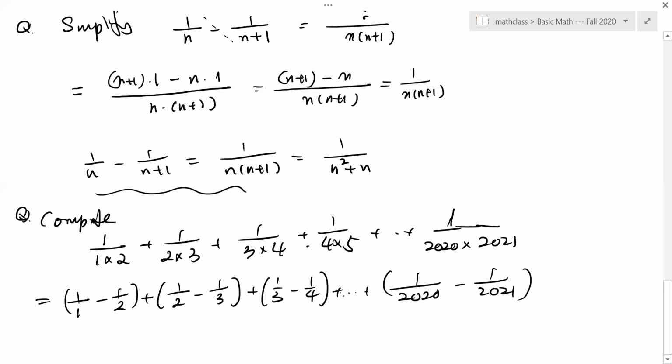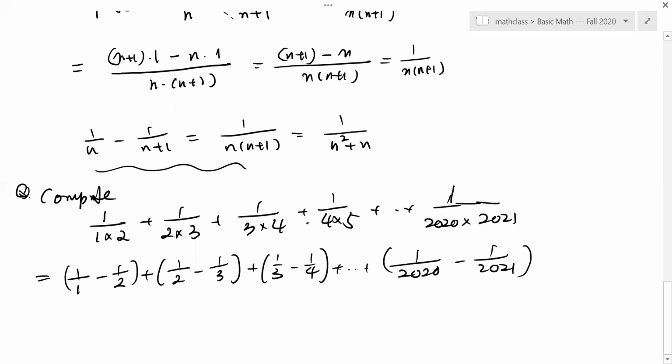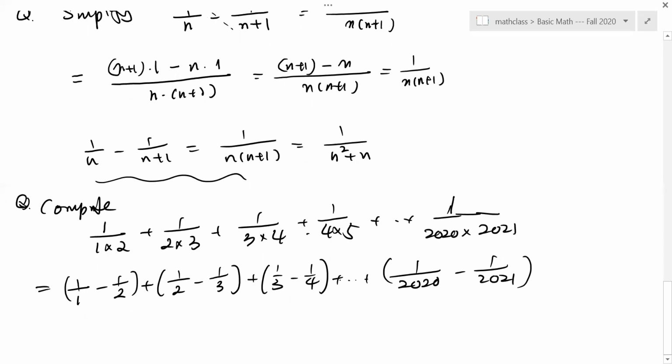Wow, Essen already figured it out. Great. All right. So now what do you get? After you remove the parentheses, all those terms in the middle cancel out. So your answer is 1 minus 1 over 2021.